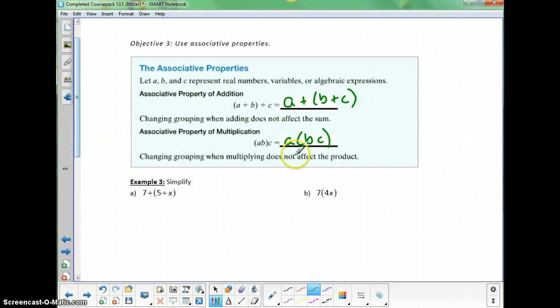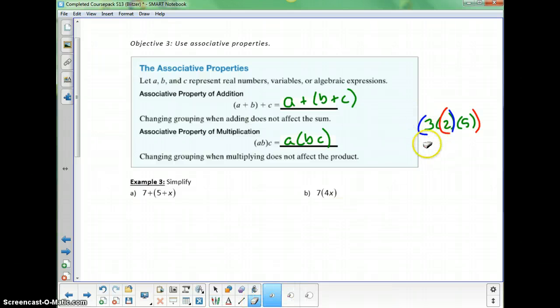We do that all the time if we're multiplying constants together. For example, if I'm going to take 3 times 2 times 5, let me rewrite my grouping right here. I could either do 3 times 2 is 6 times 5 is 30, or I could do 2 times 5 is 10 times 3 is 30. The order in which I multiply those three numbers doesn't matter. Okay?